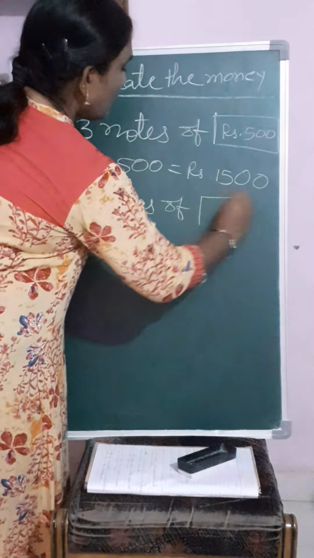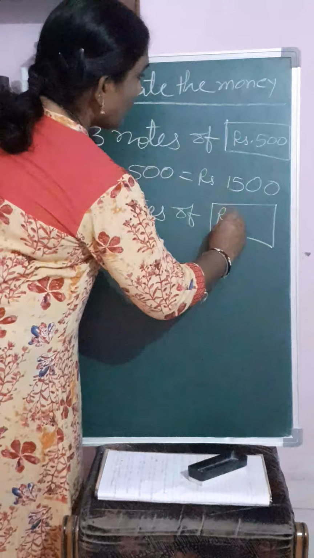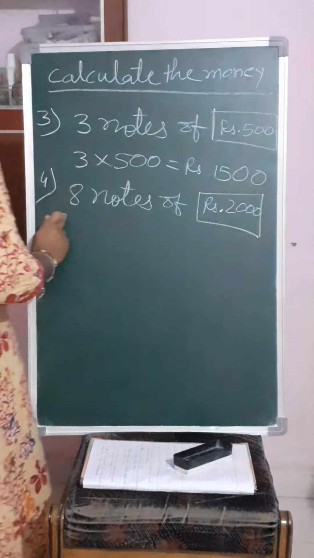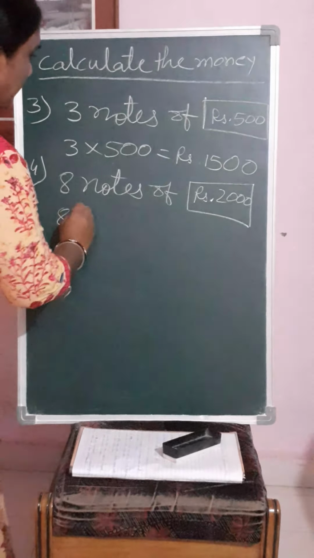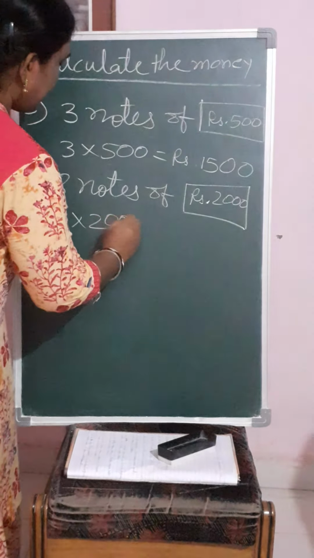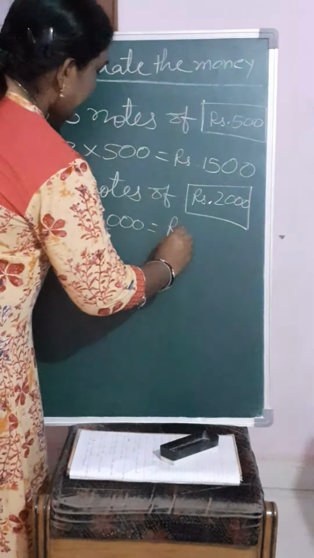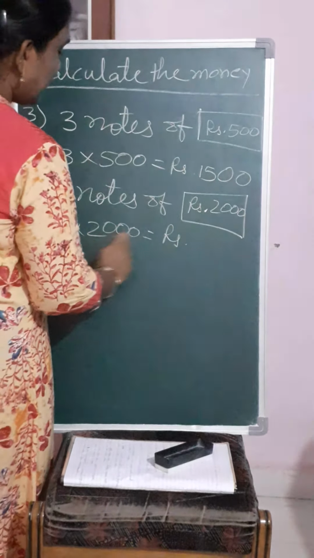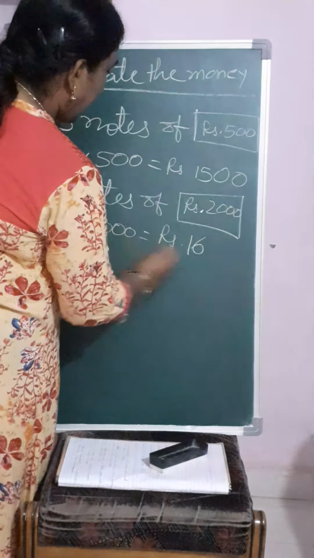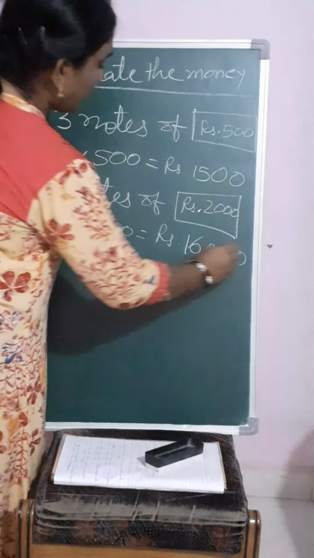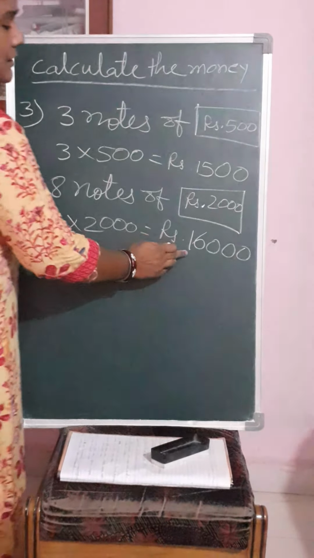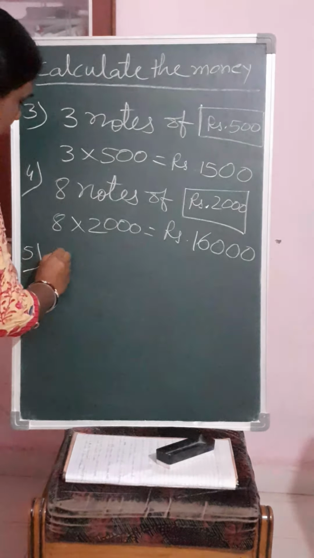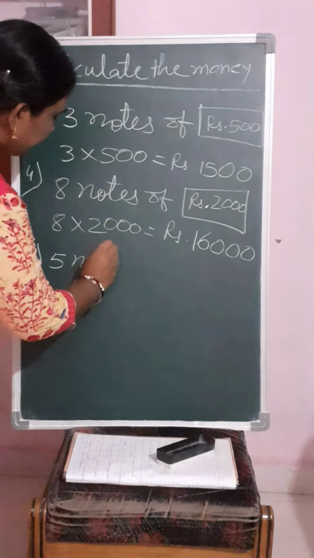If 8 notes of rupees 2000, okay, so what will we do? 8 multiplied by 2000 equals rupees. 8 2s are 16. 8 zeros are 0, 8 zeros are 0, 8 zeros are 0. So it is 16,000.